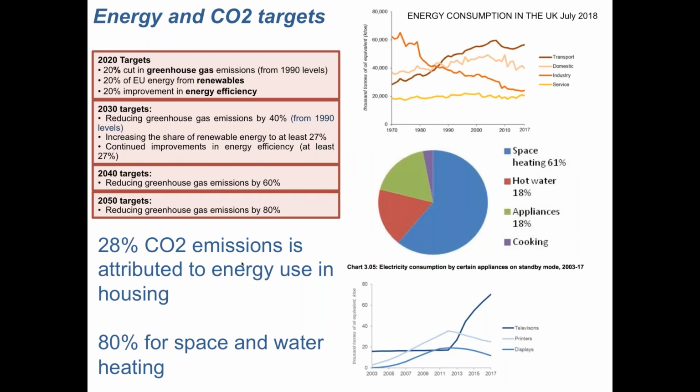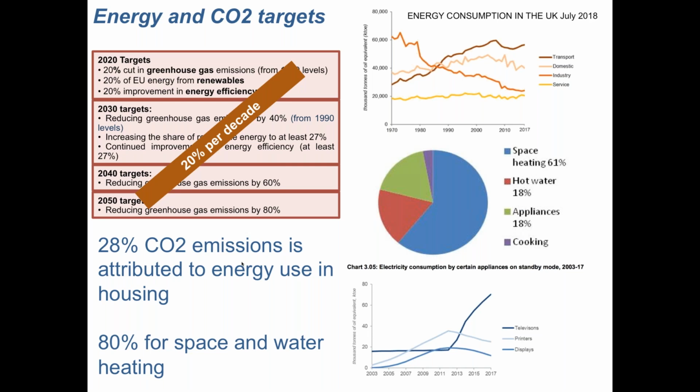So let's start with why it's important. We have energy and CO2 targets that we're committed to meet. The targets for CO2 reductions are increasing something like 20% per decade. At the moment, up to now, they've been reasonably easy to meet, but it's going to get much more difficult in future. Domestic energy is around about 28% of the UK's energy demand, and although it's coming down a bit, it's still quite significant. And much of that is for space and water heating.